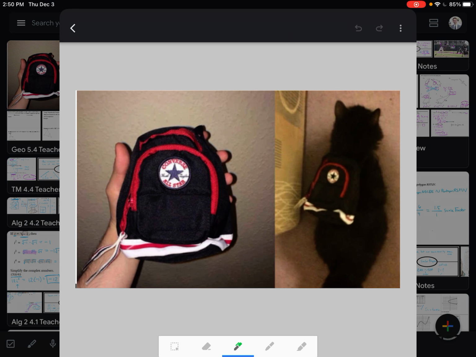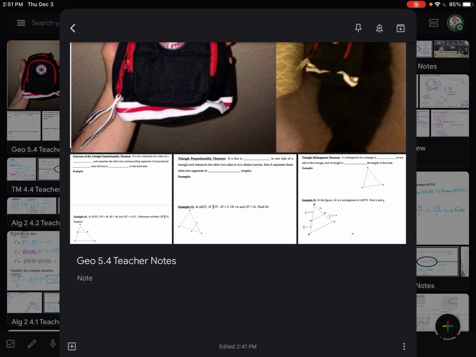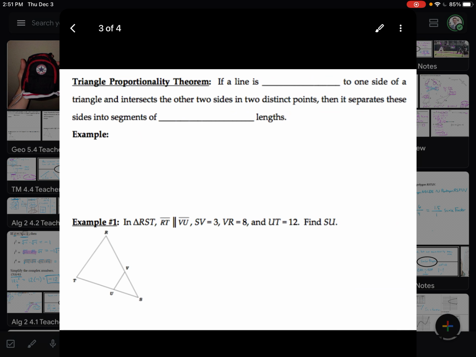So an example is that obviously this backpack is functional and does match the larger backpack in every way except for its size. So again, really hammering home that idea that we are the same shape. Everything is proportionally the same. It's just kind of scaled up and scaled down of the same model here. So with that being said, we're going to get started off with first the triangle proportionality theorem.